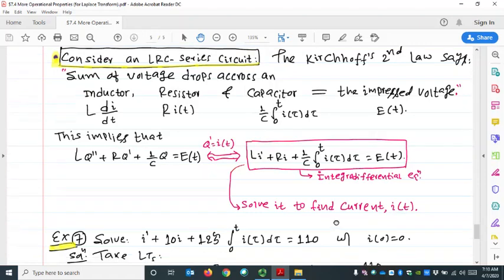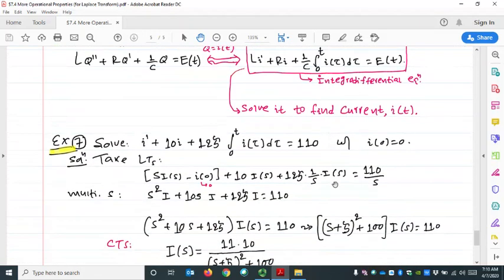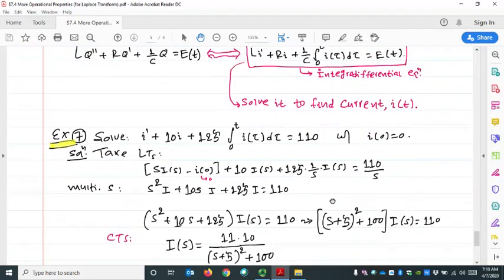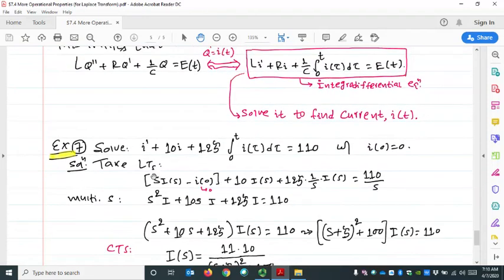So let's do example 7. Solve I prime plus 10 times I plus 125 times the integral over 0 to t of I tau d tau equals 110, with initial condition I of 0 equals 0. Take Laplace transforms.